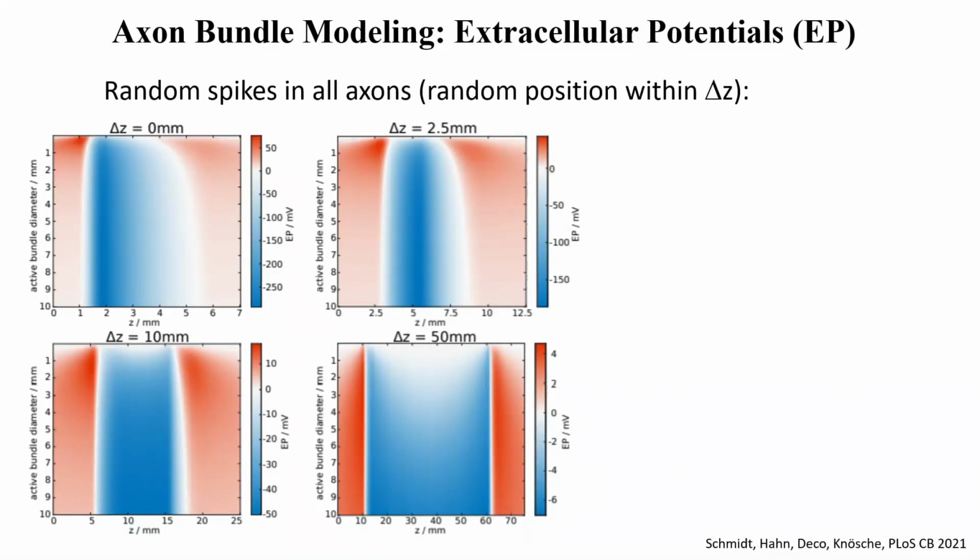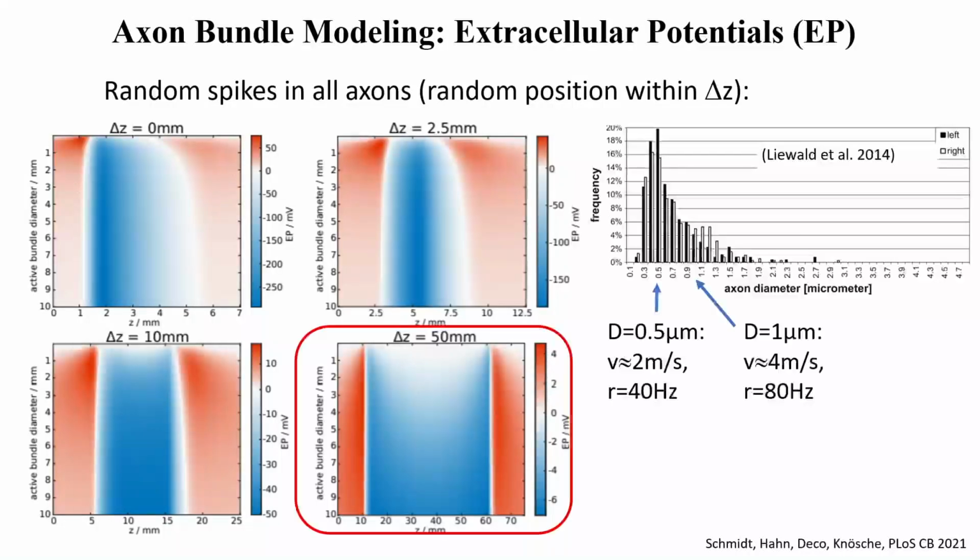However, in reality, of course, all these action potentials wouldn't be synchronous. They would be somehow distributed. So if you look at this situation, for example, they might be distributed over a length of 2.5 millimeters, 10 millimeters, or even 5 centimeters. Then you can see that the extracellular potential goes down to, for example, if it's 50 millimeters, several millivolts, which is still something that could influence firing in, or transmission in, other axons.